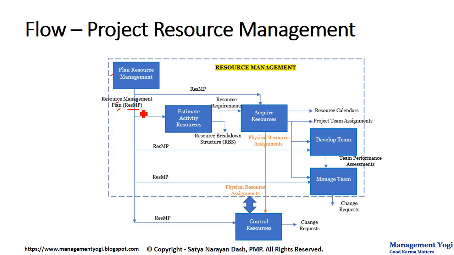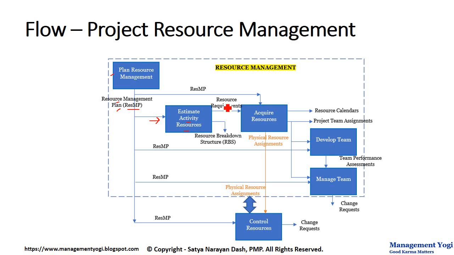So the resource management plan is actually internally divided into two plans: team management plan and physical resource management plan, or it can be a single combined plan. However, this plan talks about managing both the human as well as the non-human, or the team and the physical resources. Now the resource management plan will next act as an input to estimate activity resources. So the name itself is saying estimate activity resources. In other words, we are estimating the resources needed, team as well as physical resources needed for the activities primarily.